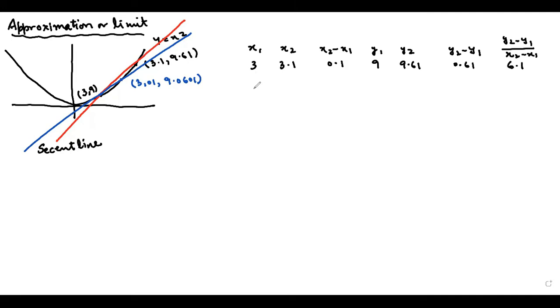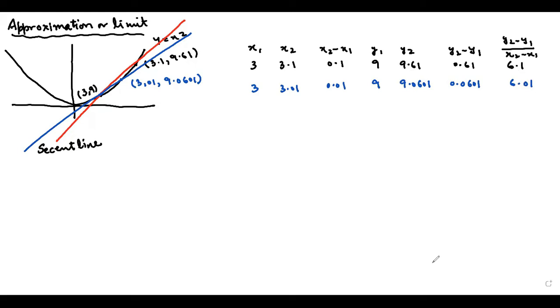x1 is 3, x2 is 3.01, x2 minus x1 is 0.01, y1 is 9, y2 is 9.0601, y2 minus y1 is 0.0601, and y2 minus y1 over x2 minus x1 is 6.01.